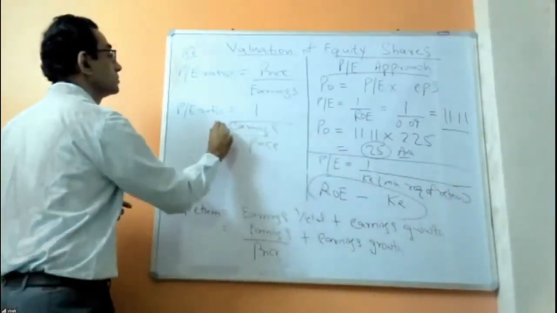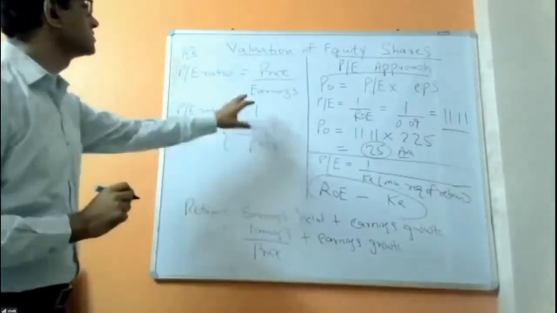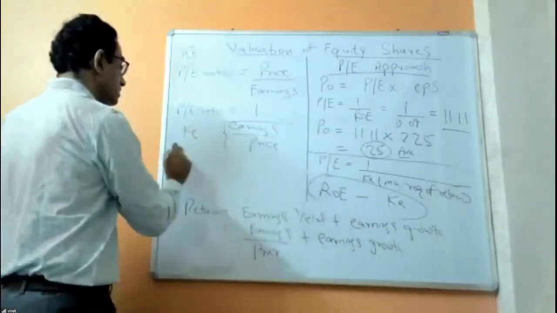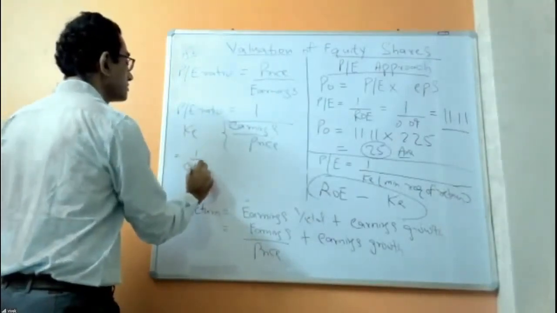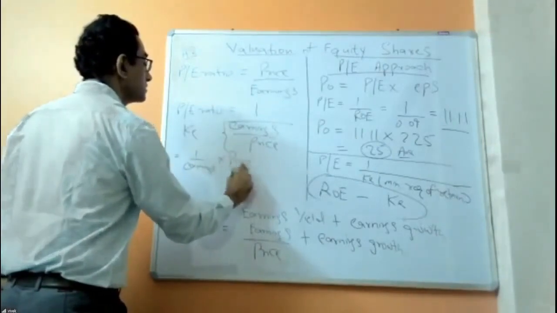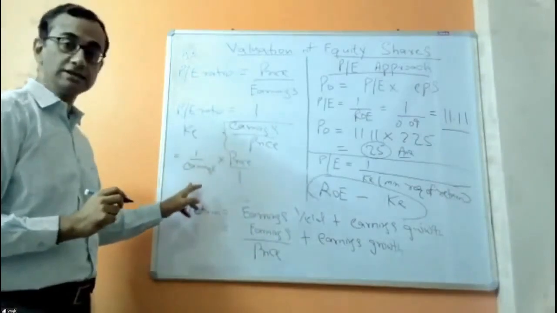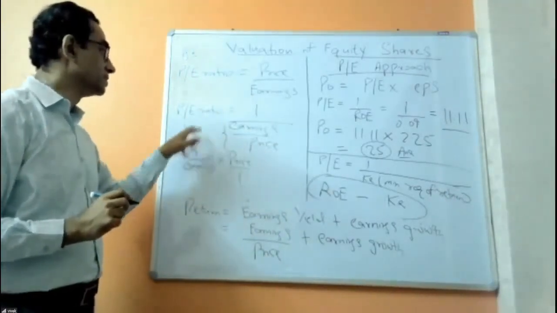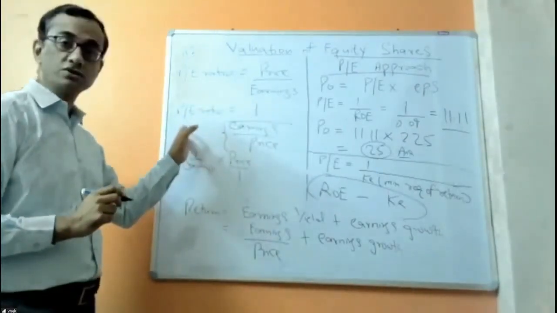So this earnings upon price can be written as K. So this is actually 1 upon K. Or it can also be written as 1 upon earnings into price, or price upon earnings. So P is equal to price upon earnings or 1 upon earning upon price, which is actually K. So it can be used as a reciprocal of the cost of equity.